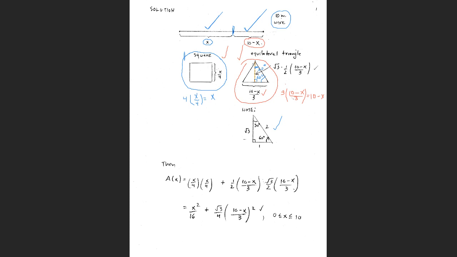Okay, how many have seen this triangle in their trig class? It's something you should have seen. It's very common, very common. All right, very good. Thank you, everybody.